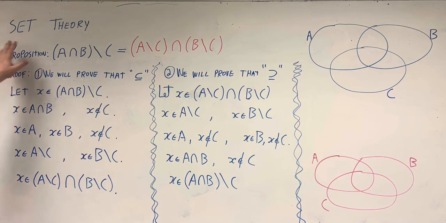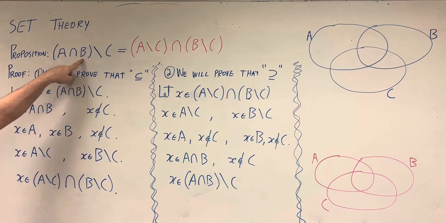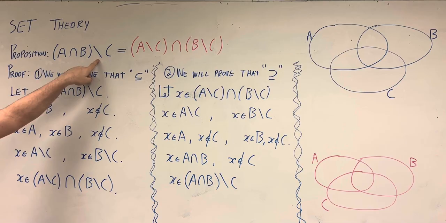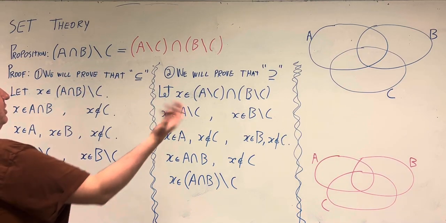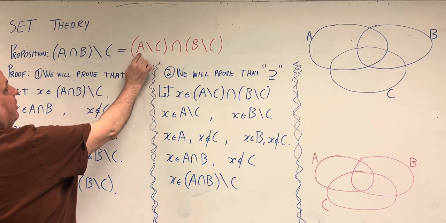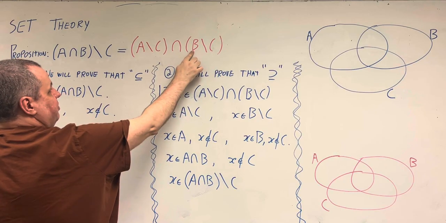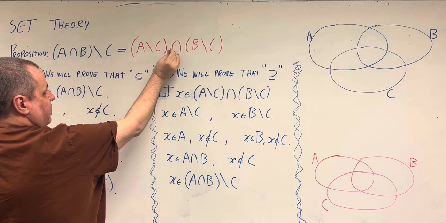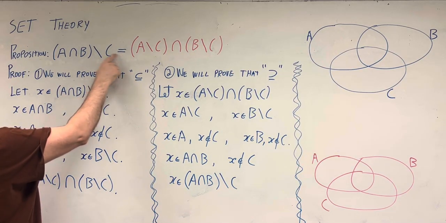I will prove this proposition that says that if I take the intersection of two sets A and B first, and then I remove the elements of C, I will end up with the same set in the end as if I remove the elements of C from A, remove the elements of C from B, and take the intersection afterwards of these two sets. Okay? So this is an equality between sets.